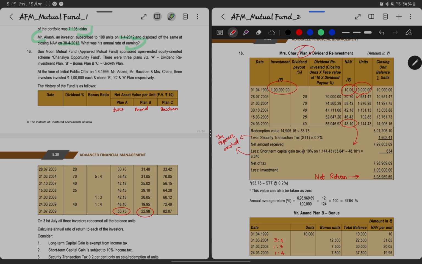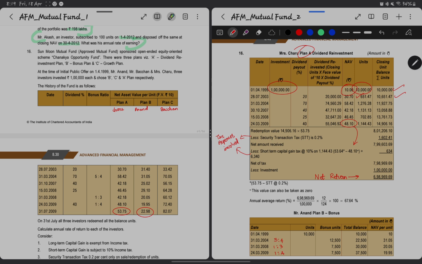This is the additional units invested in the mutual fund. We are not taking this dividend, we are reinvesting it. So 20,000 divided by the NAV as on date, new mutual fund units get purchased automatically whenever the dividend is issued. That's what this reinvestment plan is. So 20,000 divided by 30.7, 651 will get added to Mr. Charu's closing units, 10,000 plus 651.